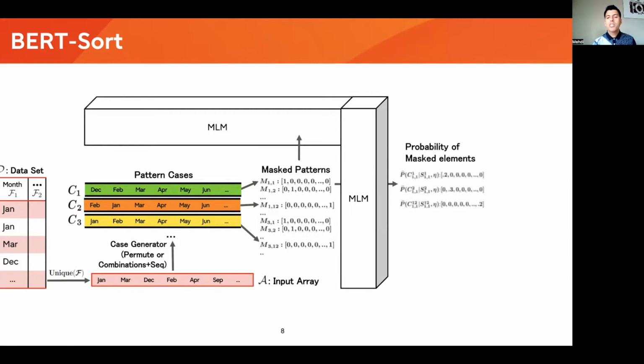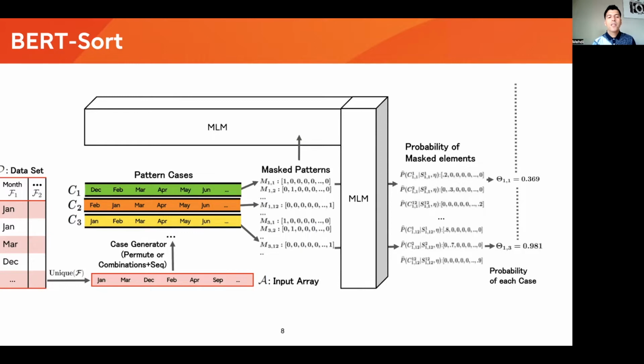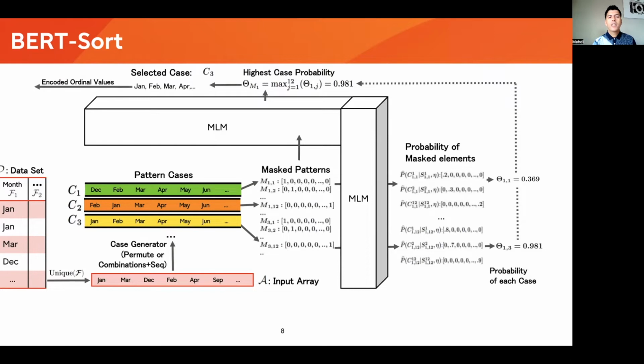Once we submit that, we generate the probability of the masked element. If we sum the probabilities of the masked elements, we produce the probability of each case, which means, for example, the probability for C1, the probability for case number 2, pattern case number 2, and so on. Then when we look at the highest case probability, in this case C3, we generate the best possible semantic order, and we can encode those values and assign an integer to each value. That's how BERT-Sort assigns and encodes the values.